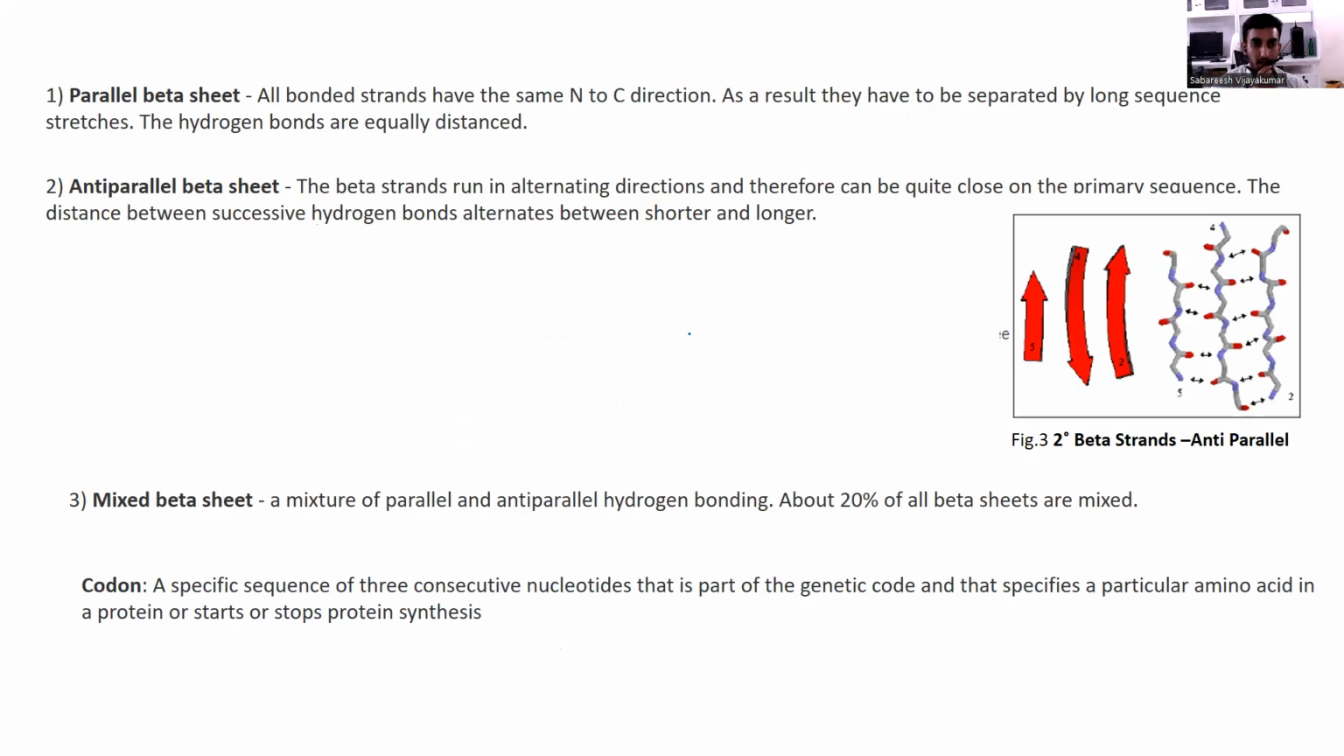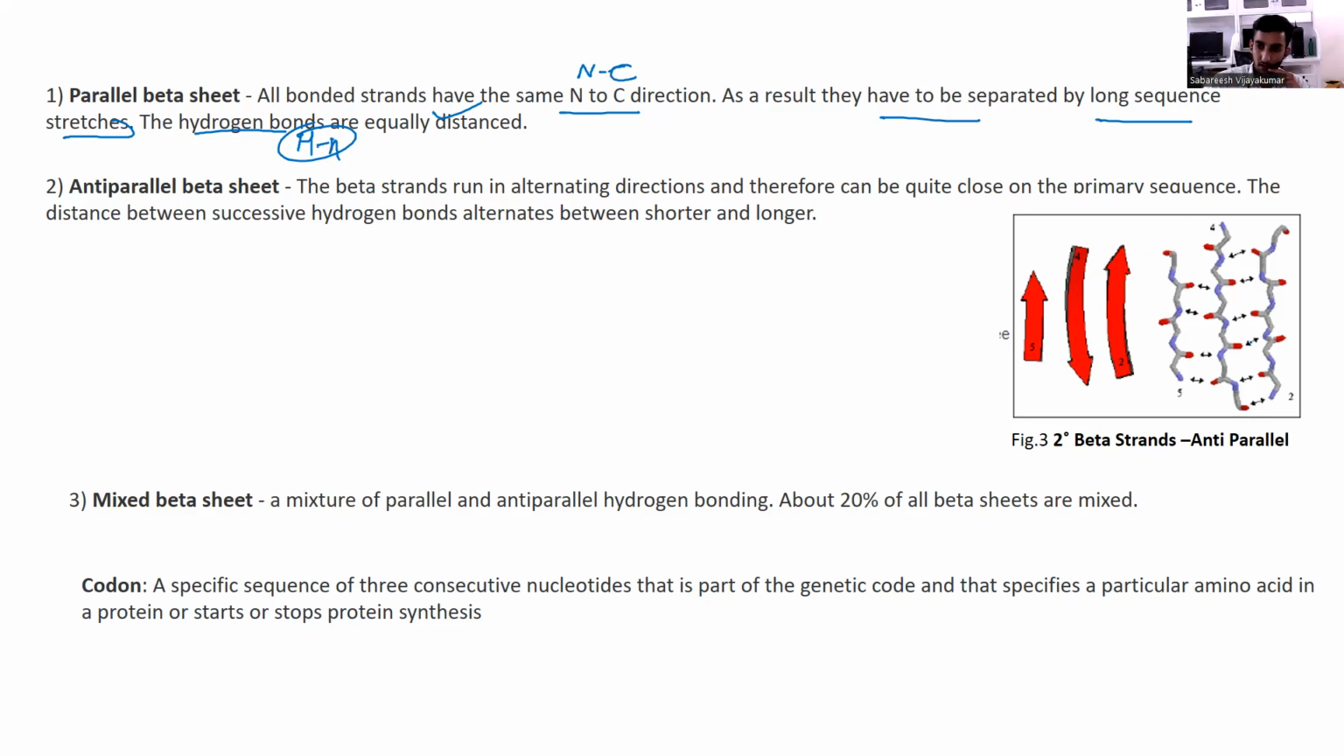Next comes the parallel beta sheet. So the different types of secondary beta sheet include the parallel that we have shown here. All the bonded strands have the same N to C direction. As a result, they have to be separated by long sequence stretches. And you can also see that the hydrogen bonds are equally spaced from each other.